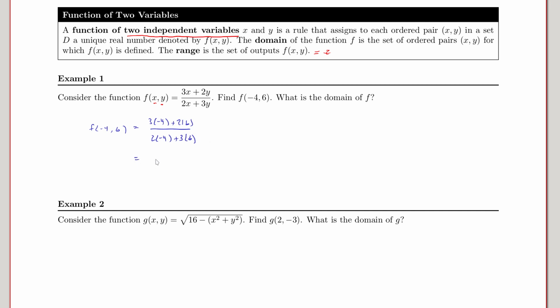And then it's just arithmetic from there. The numerator, we have negative 12 plus 12. The denominator is not 0, so we do get 0 for a result. So we would say that the point negative 4, 6 is in the domain because we got a real number output. So 0 is a range value.